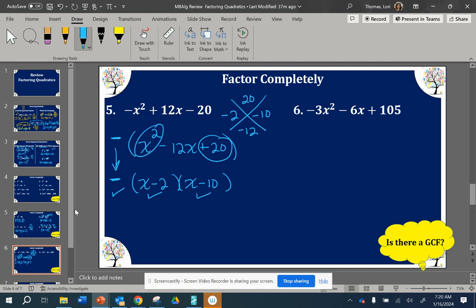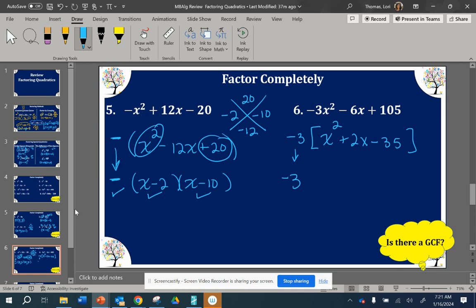Number 6, we do have a GCF of -3. So I'm going to factor out a -3, and that's going to be plus 2x. And let's just calculate this right quick, and we get a negative 35. I really didn't need to do brackets right here because my A value is 1, so I don't have to go through the grouping process.